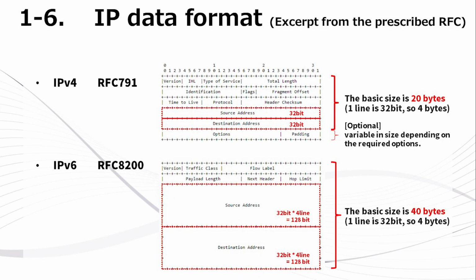Next, let's understand the data format. As explained earlier, IPv4 has a 32-bit address area and a 20-byte header. The IPv6 address is 128-bit and the header is 40 bytes.